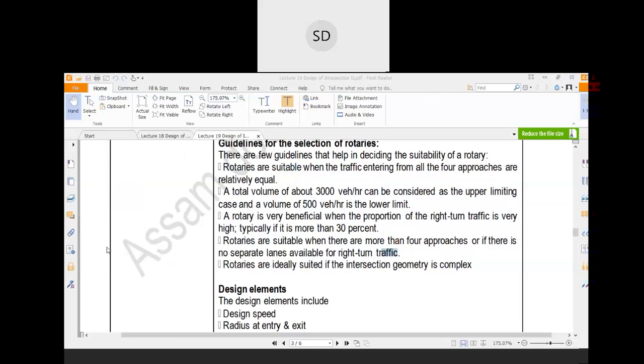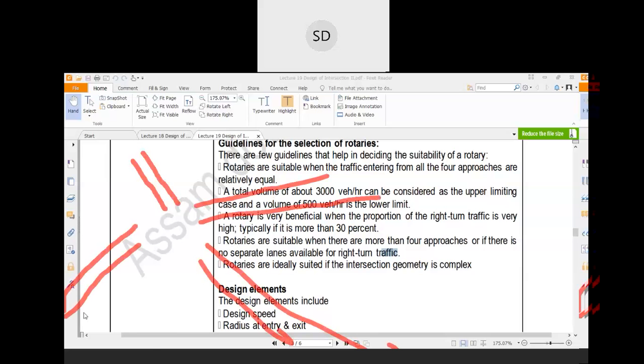Geometry is complex means suppose this is one road, this is another road. Okay, suppose all these roads meet, so you can provide a rotary intersection over there if the traffic is moderate. Now, if the traffic is high, in such cases, you have to go for the grade separated intersection.